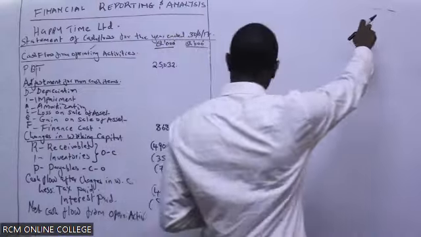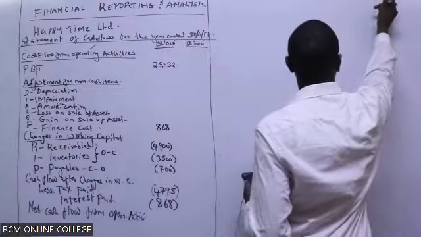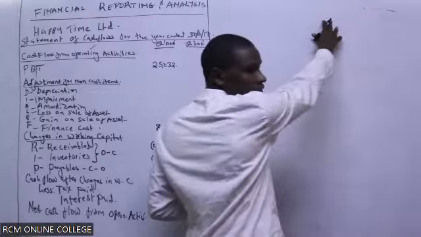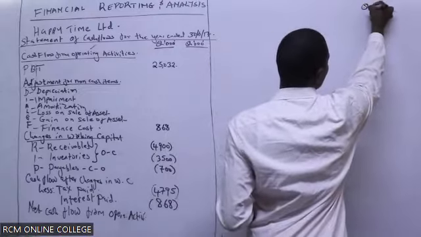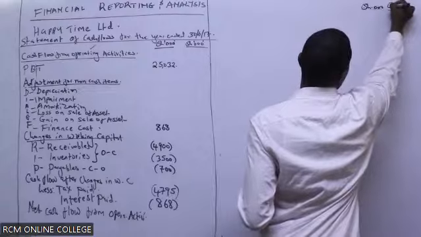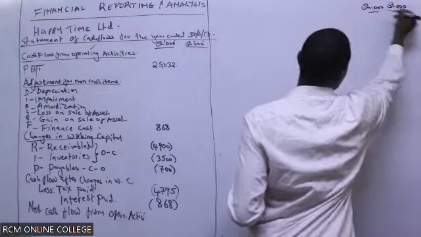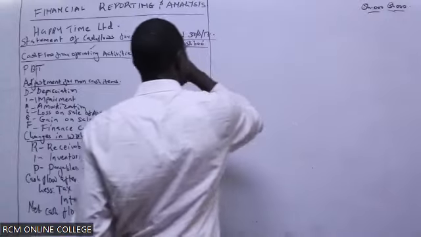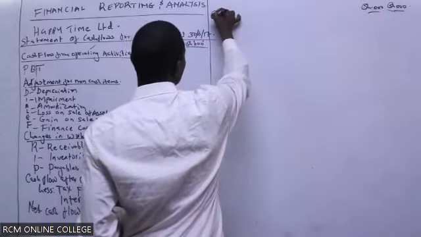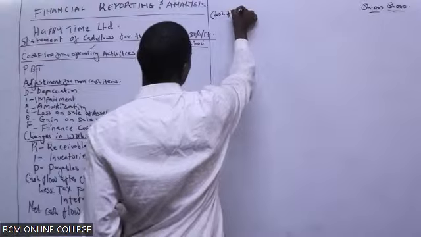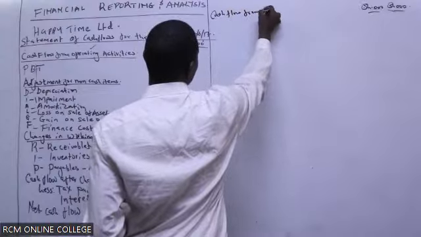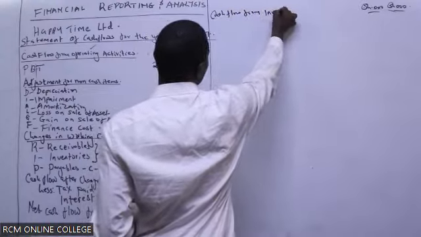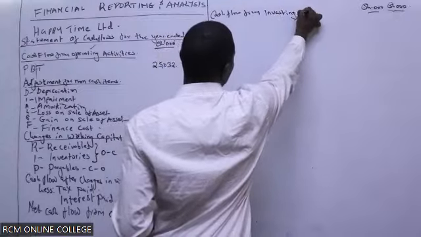So let's just move on to the next activity. Hope it's visible here. Shillings 9,000. Is it really visible? Yes, it is visible. So we have cash flow from investing activities.